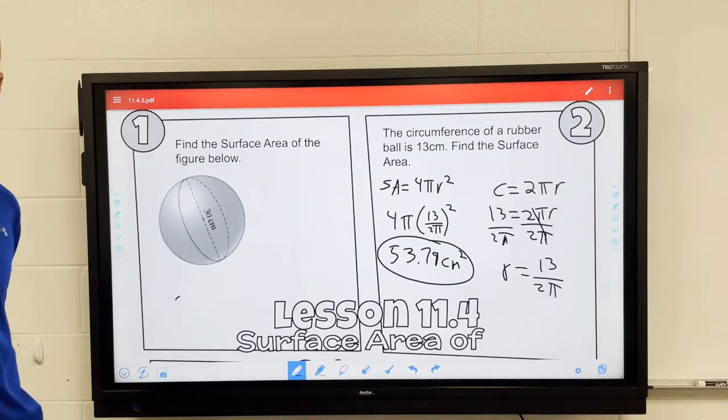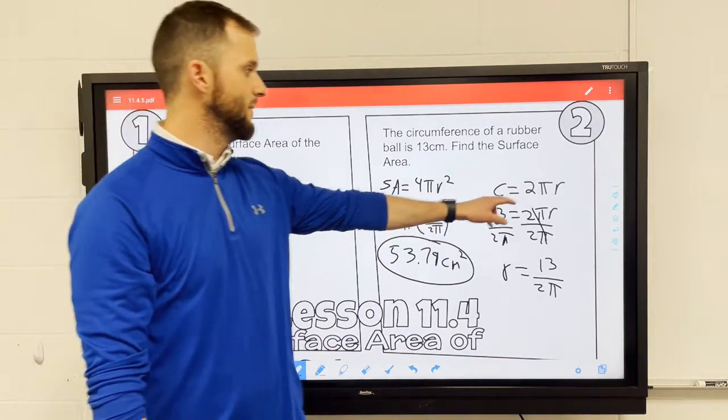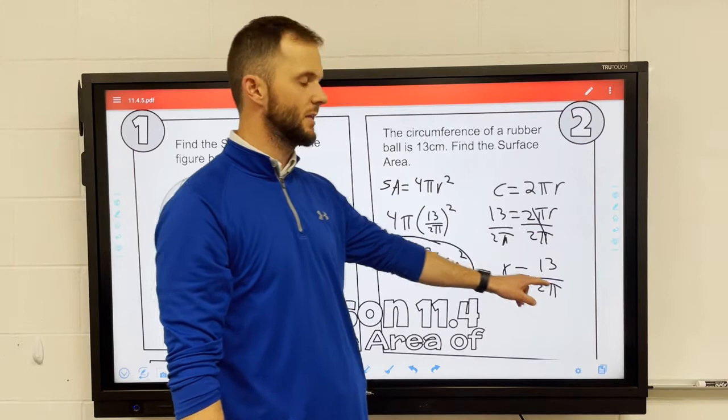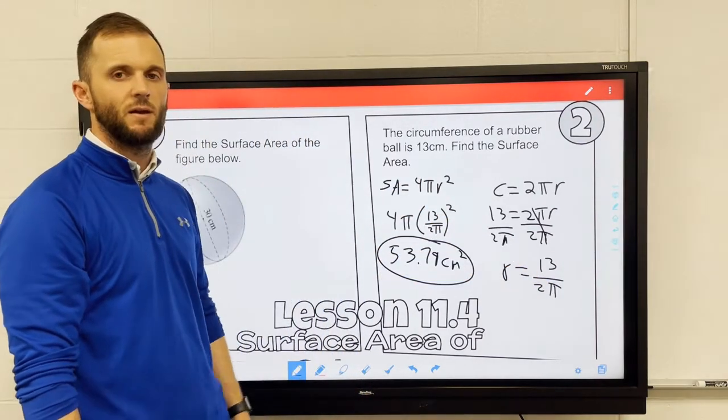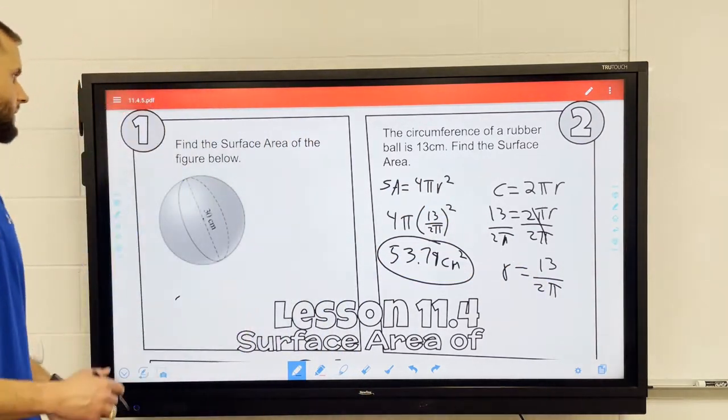So again, they gave me a piece of the puzzle. I had to find the missing piece of the puzzle, which is my radius, and I plugged that back in to end up finding my final answer here, okay? Let's jump over to example number 3.